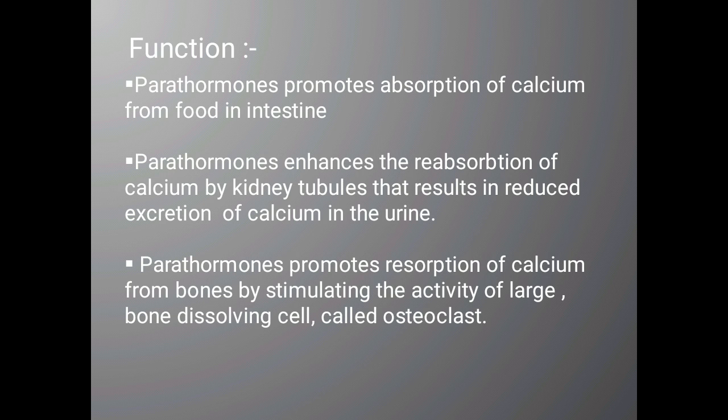Parathormone enhances the reabsorption of calcium by kidney tubules, which results in reduced excretion of calcium in the urine. Parathormone promotes resorption of calcium from the bones by stimulating the activity of the large bone dissolving cells called osteoclasts. I told you in the earlier slides that osteoclast means the breakdown of the bone. So here there is a process of breakdown of bone to get more calcium.